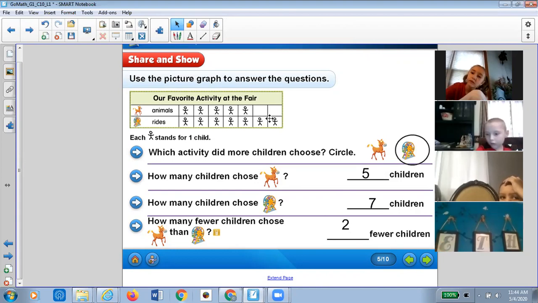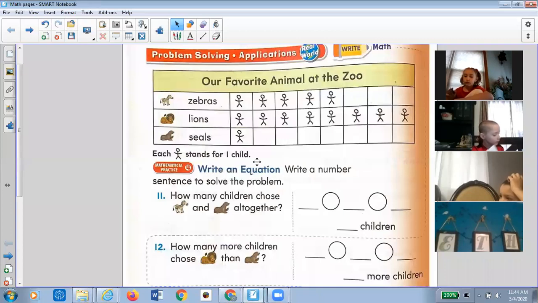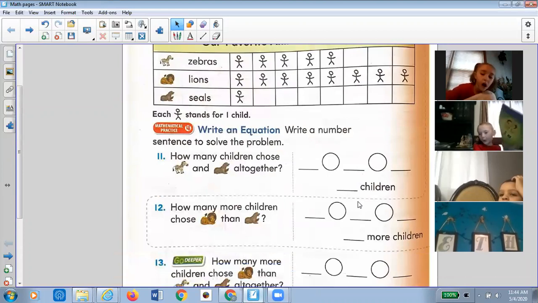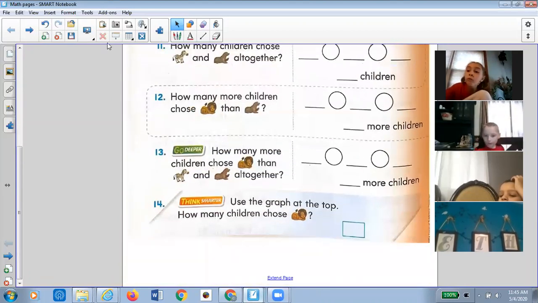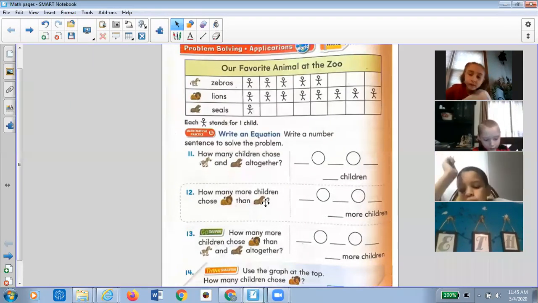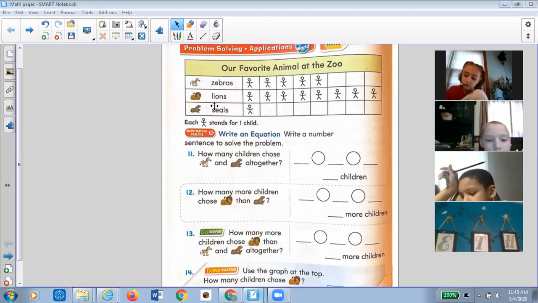Okay, now we're going to skip page 577, and I want you to turn to page 578, because we're going to do that one together. So it looks like this. The title of your graph is Our Favorite Animal at the Zoo. This is page 578. If you want to go back and do 577 on your own, you can. All right, so take a look. The title is Our Favorite Animal at the Zoo. And the animal choices are zebras, lions, and seals.